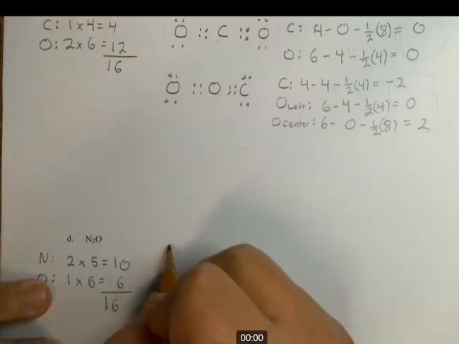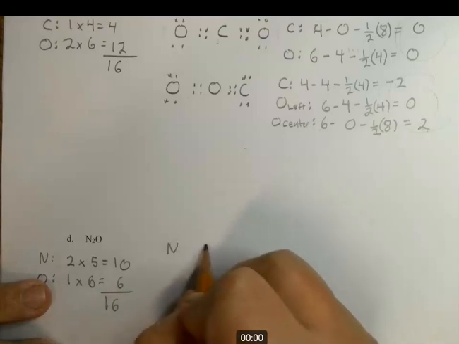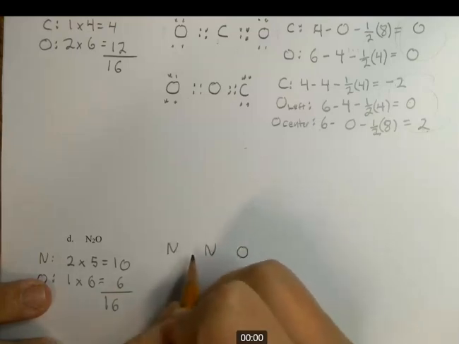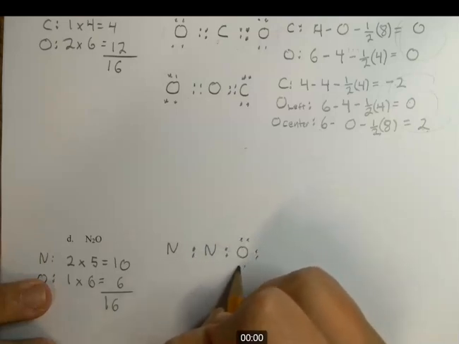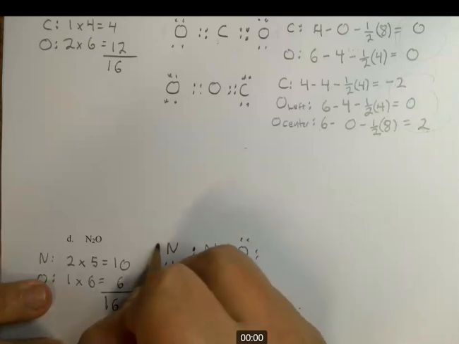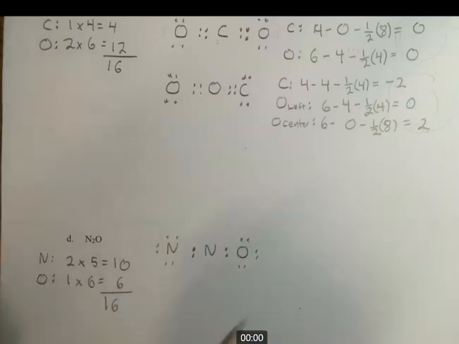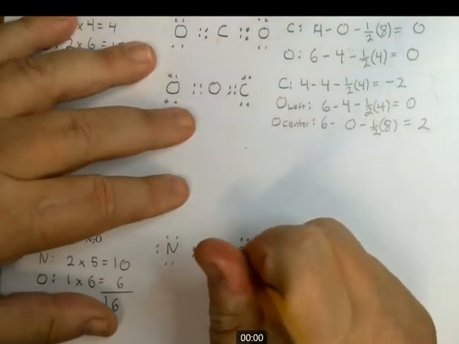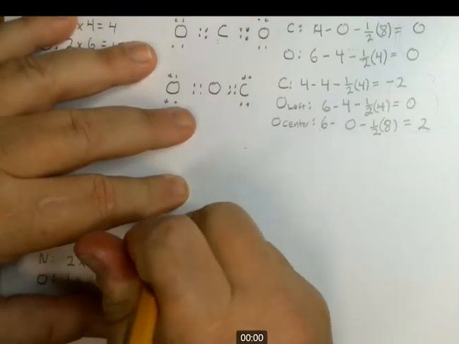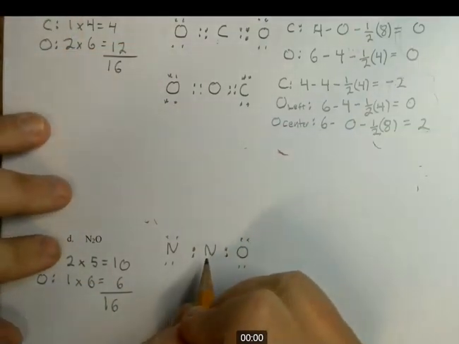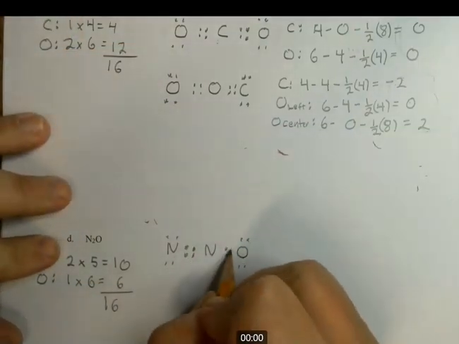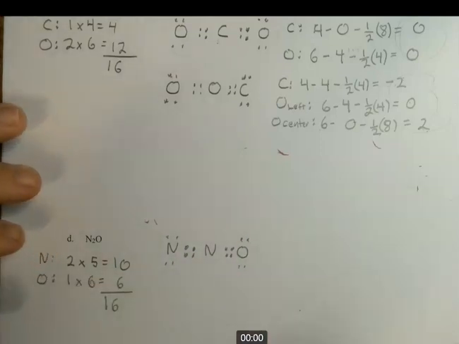Well, let's try this one. N, N, and O. All right, so we have to take care of 16. We've used 16, but we're in the same situation as the last 2. Trust me, this doesn't always happen this way. It just seems to be happening on these particular compounds. So we're going to create double bonds inside. All right, and there we go. And so we got everything set up.